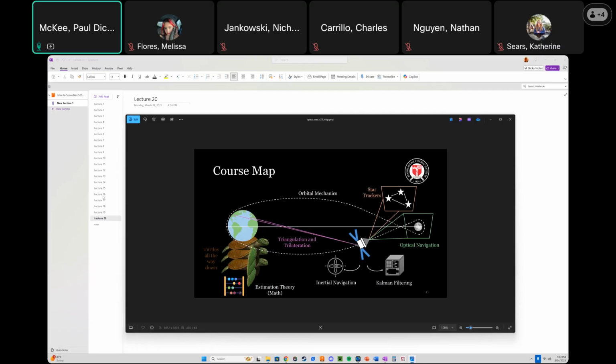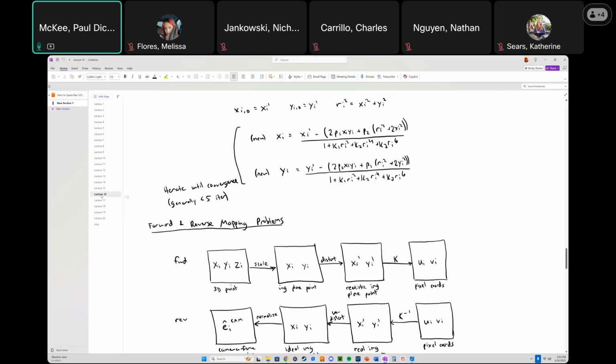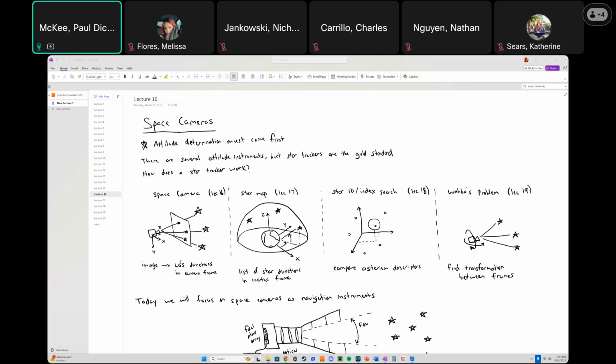So if we go back to our course notes, Lectures 16 to 19 were a 4-lecture series on star trackers. This is kind of the overview of the entire Star Tracker lecture series, but this is all that you need to do to survive and thrive on homework 4. There's our mathematical model for how to treat a space camera as a navigation instrument, so how to go from lit pixels in an image that belong to stars to unit vectors in the camera frame.